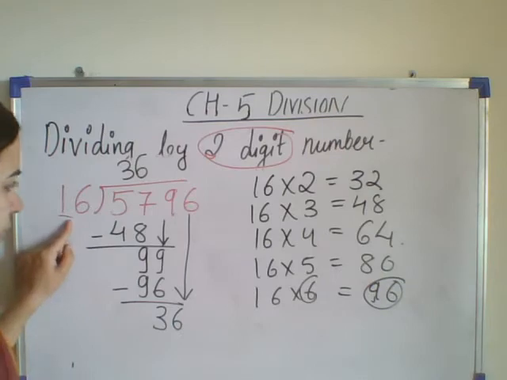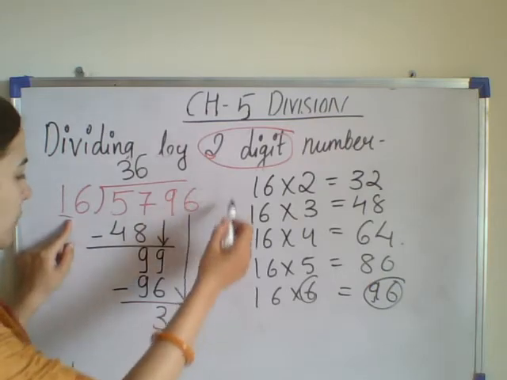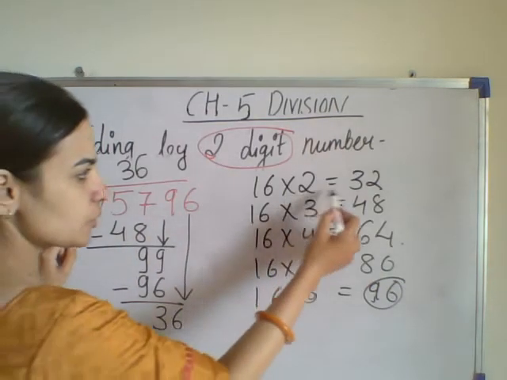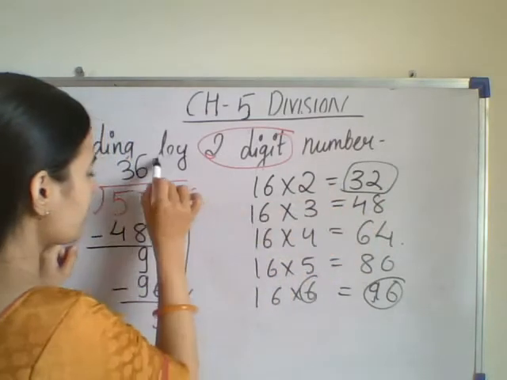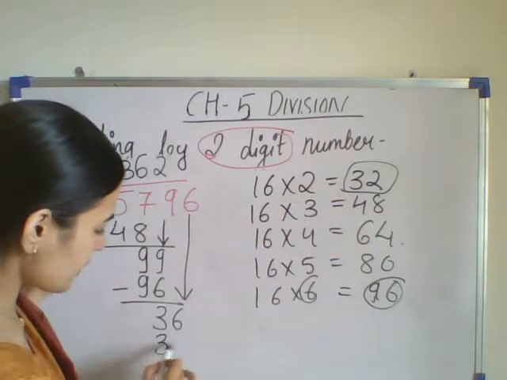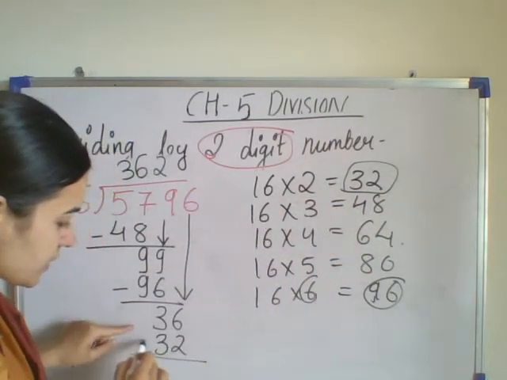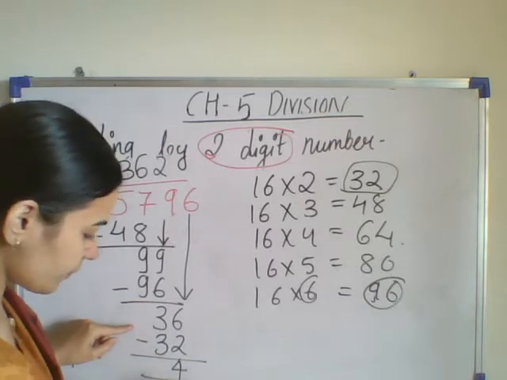Next, again we have to see the table of 16. 16 2s are 32. So I am writing here 2 and here 32. 36 minus 32 is 4.